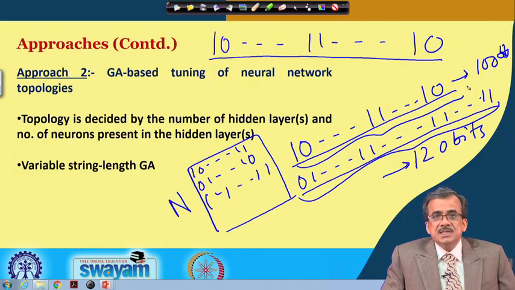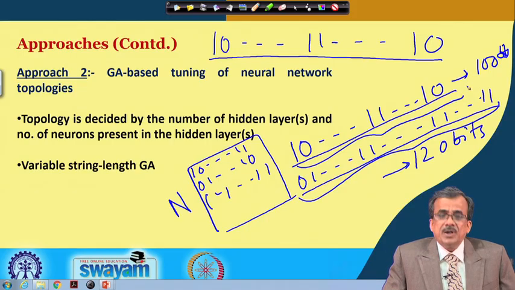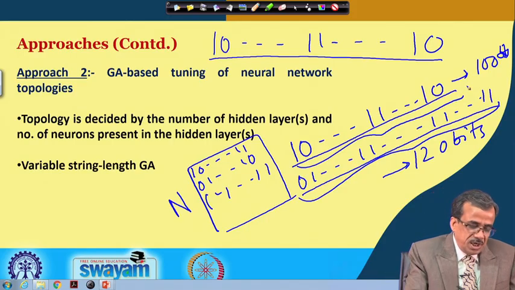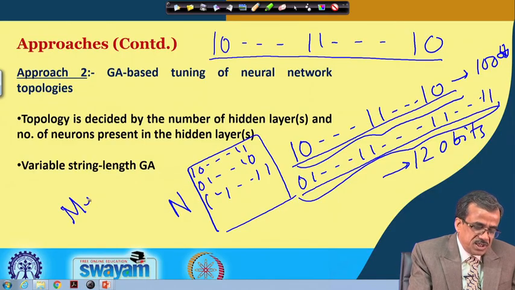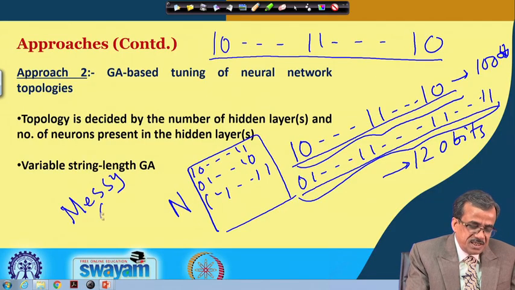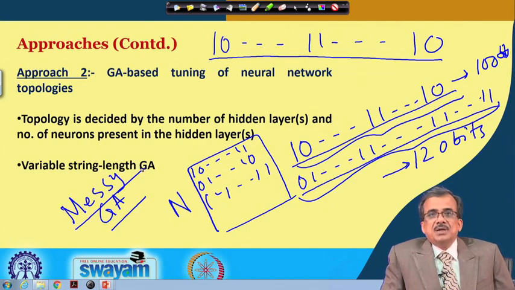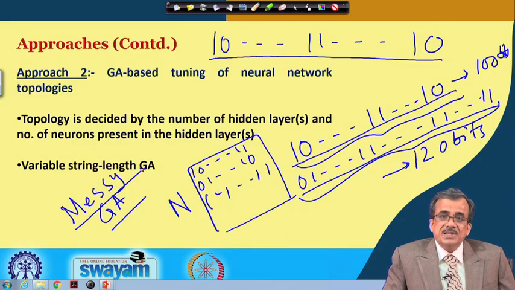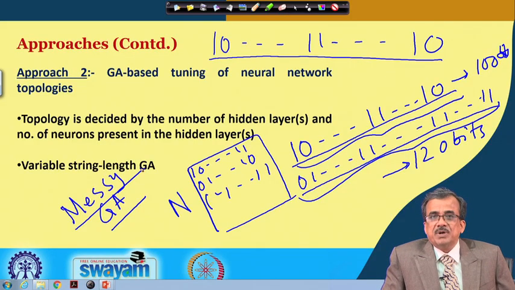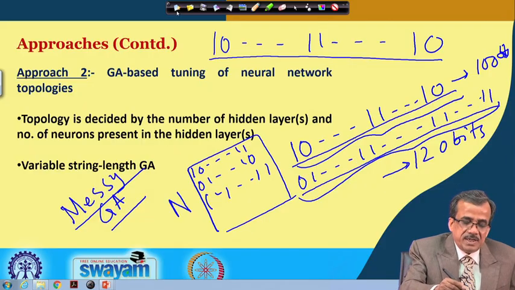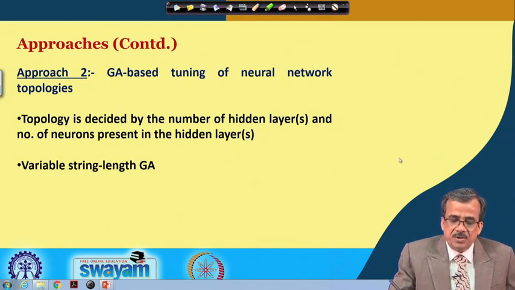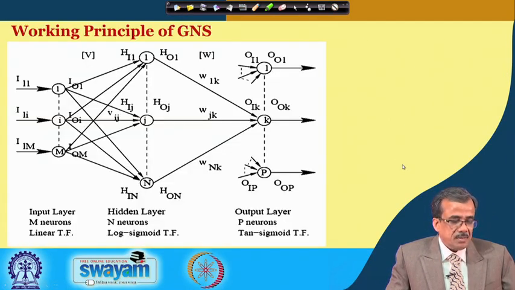Now, there are some ways to overcome this problem, and we have a special type of GA that is called the messy GA. Messy GA is another very popular GA where we consider the variable string length during the crossover operation. Now, this is once again beyond the scope of this particular course. So, this messy GA I am not going to discuss in detail.